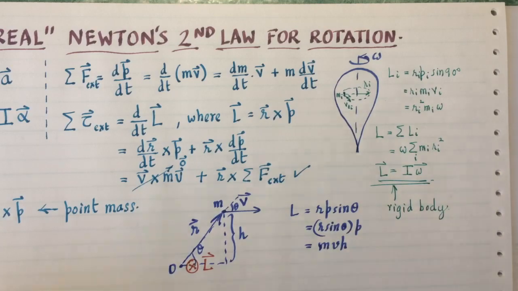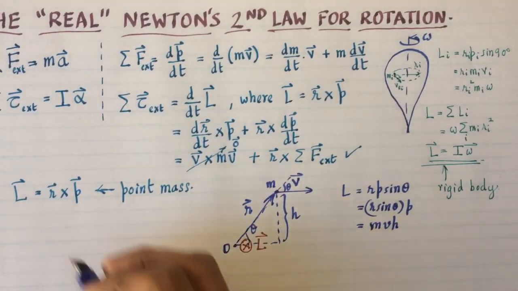Now it's my custom when I introduce a new physics quantity to also look at the units. So let's do that next. The units of angular momentum. Let's first do it for the point mass.